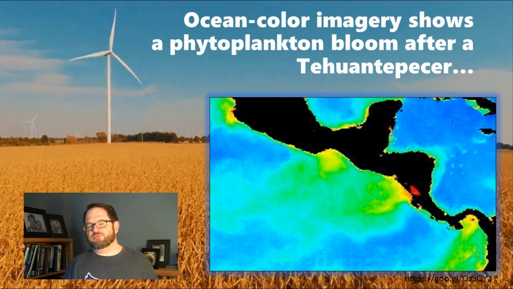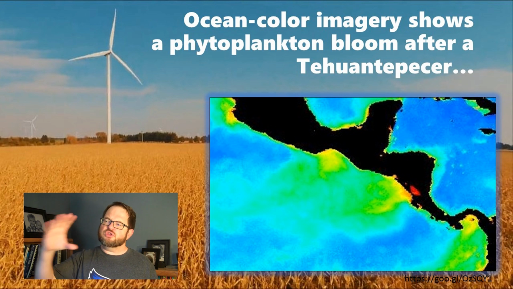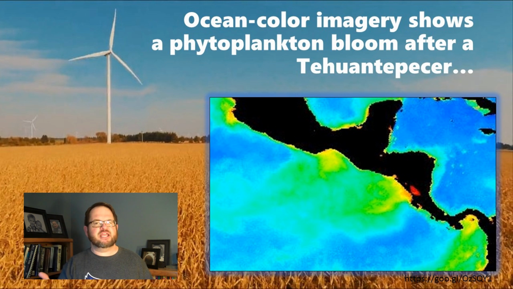Tehuantepecers and other gap winds are important for lots of interesting reasons. Personally, I think one of the coolest things about them is that they stir up the oceans. And when they stir up the oceans, as happens in the eastern Pacific where the Tehuantepecers happen, the water near the surface tends to be kind of nutrient deprived. Phytoplankton and stuff use up the nutrition quickly, and then there's not much life going on at the surface.